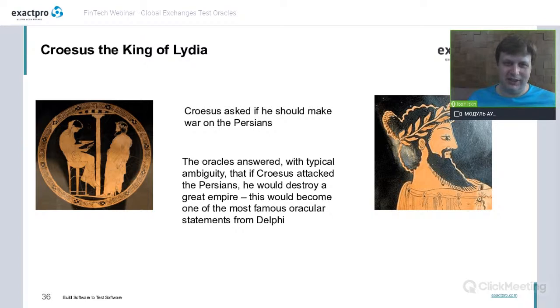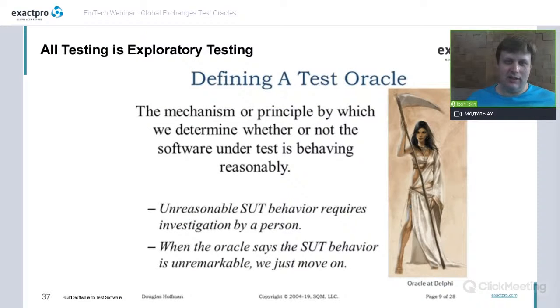This is the problem with every oracle. It requires correct interpretation. So test oracle, and any oracle, requires interpretation. So it is not pass or fail. Instead, all testing is exploratory testing, and an oracle is a mechanism or principle by which we determine whether or not the software under test is behaving reasonably.